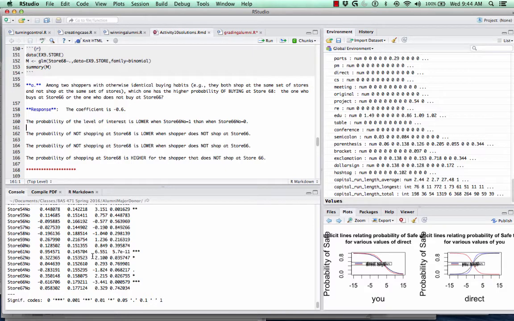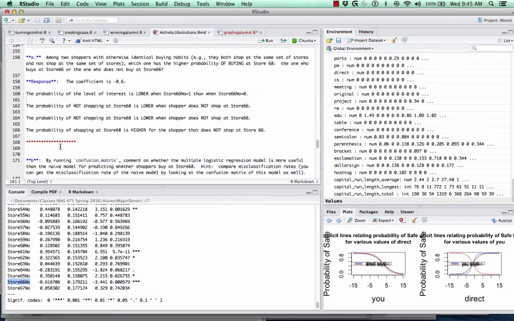All right, so interpretation of these coefficients can get pretty tricky depending on what your model is predicting, and what the levels are of the indicator variable that encodes the categorical variable as a predictor. Sometimes you just have to write out what the definition of the coefficient is telling you and then piece the interpretation together. Because it's by no means obvious when I see a minus 0.6 here whether the probability of buying at store 68 is higher for store 66 shoppers or not. First of all, our model is predicting the probability of not buying at store 68. Then I have the indicator representing the level no. It's just a mess. You have to reason it through.